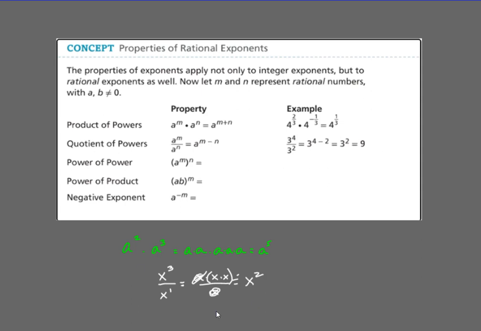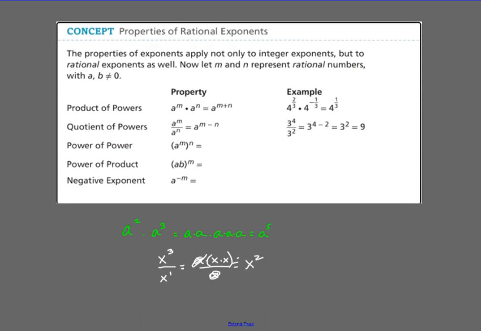Power to a power, same kind of concept. We could write it out. If I did a squared to the third power, that's like saying a squared times a squared times a squared. And we've already said when you multiply bases, you add the exponents. 2 plus 2 plus 2 is 6. A to the 6th. So this rule is you multiply, which is why this works, where we figure out a power to a power. We used that a lot last section. The power of a power is you multiply the exponents.